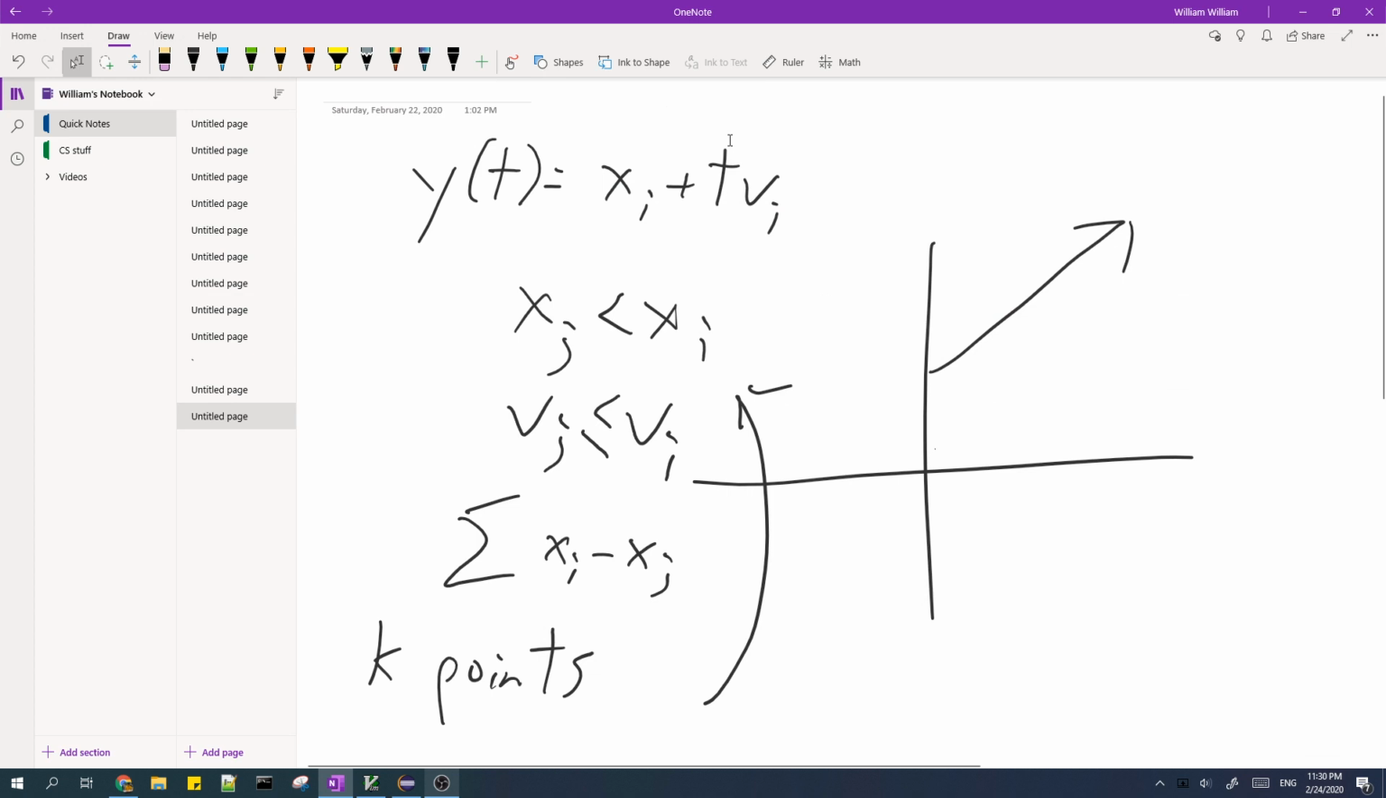So I think once you realize the observation about the lines intersecting, then it becomes a pretty standard problem about finding the sum of all the pairs which satisfy some inequalities.